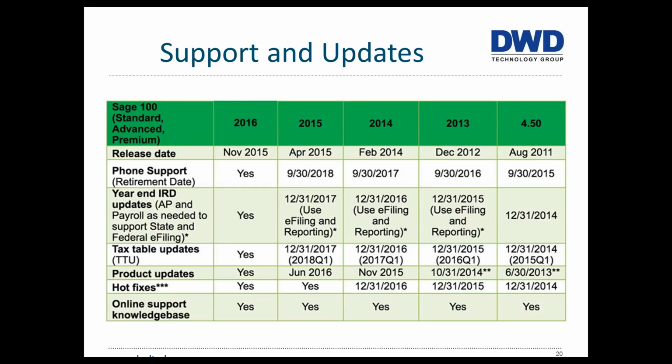So we've talked a little bit about where we are with Sage 100 2016. I want to recap where we have been and remind a lot of you folks that may be on some older versions that we need to start considering updating our software. The grid that I am displaying here basically takes us back 5 versions, all the way to version 4.5 that was released in August of 2011. And as you can see, Sage really is not offering any software updates for many of these versions anymore.